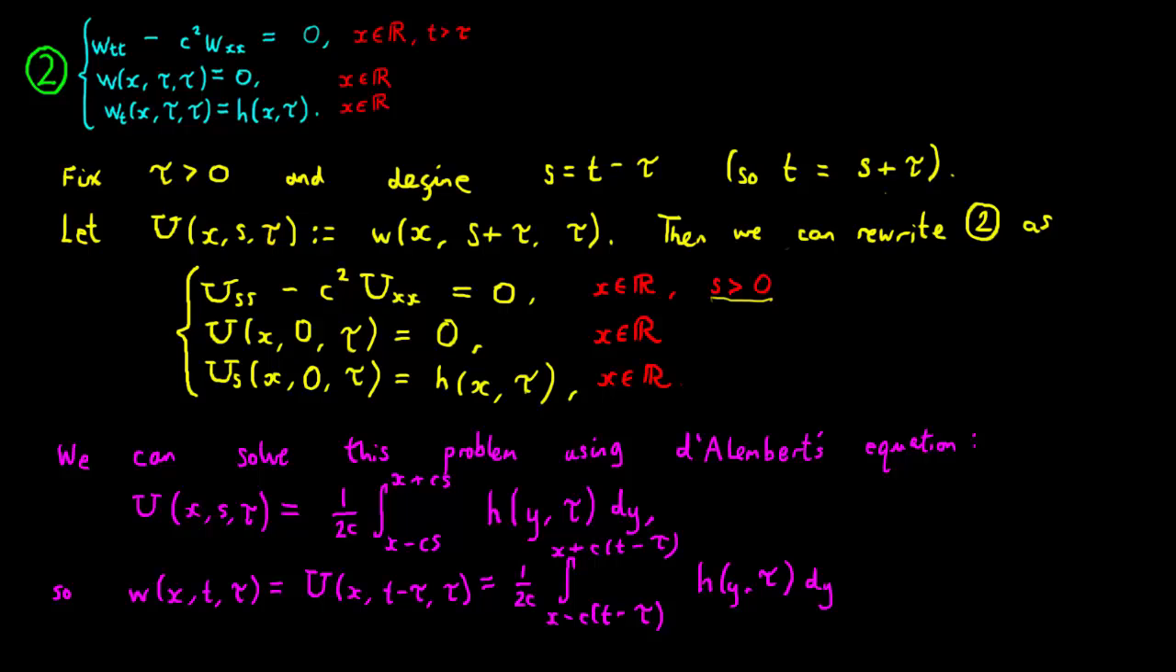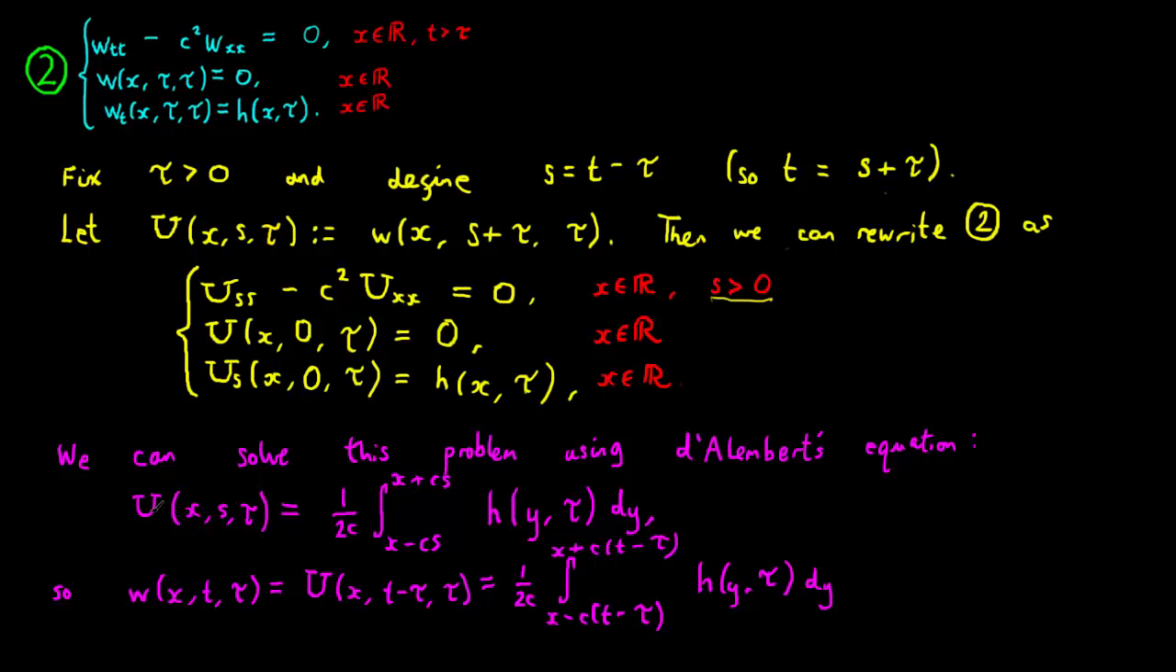So having said that, let's apply D'Alembert's formula. D'Alembert's equation gives us this in this particular case, because normally we'd have a term like a half f of x plus ct plus f of x minus ct. Well, what we've been calling the function f is just 0 here from this initial condition, and so we don't have any of that. So we just have the plus 1 over 2c times the integral from x minus cs to x plus cs of h of, let's say, y, tau dy. Okay, so we're integrating over this dummy variable y.